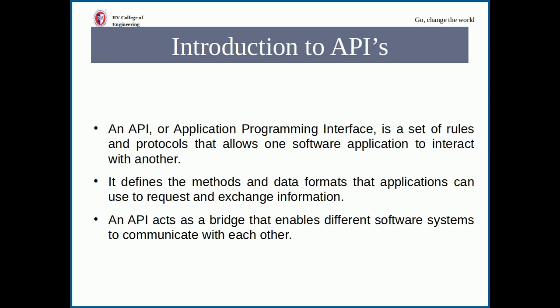Introduction to APIs. What exactly is an API? Application Programming Interface is a set of rules and protocols that allows one software application to interact with another. It defines the methods and data formats that applications can use to request and exchange information. An API acts as a bridge that enables different software systems to communicate with each other. So the basic idea of an application programming interface is to allow one software application to interact with another.